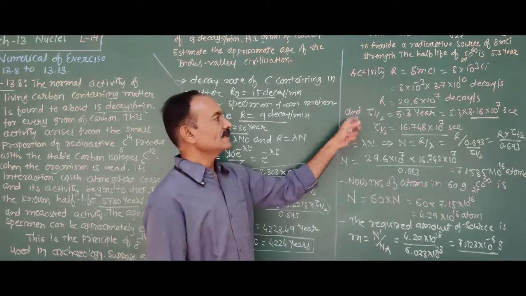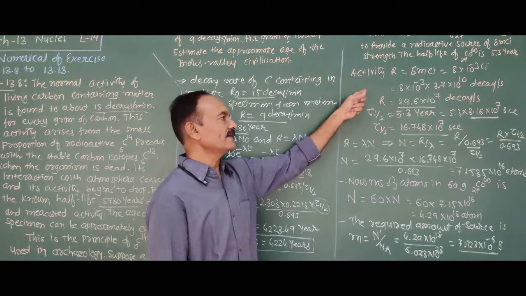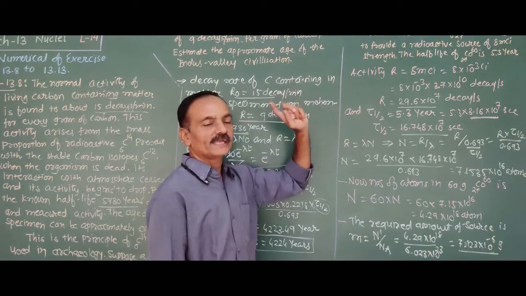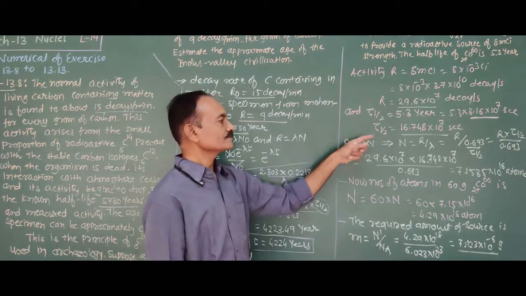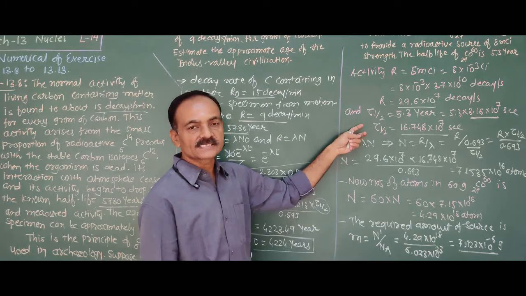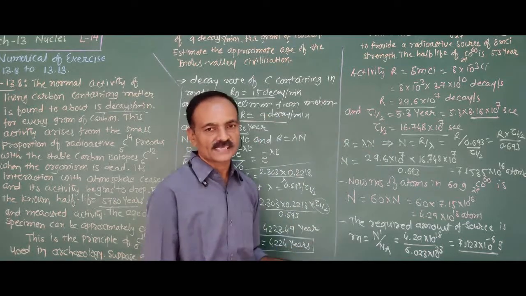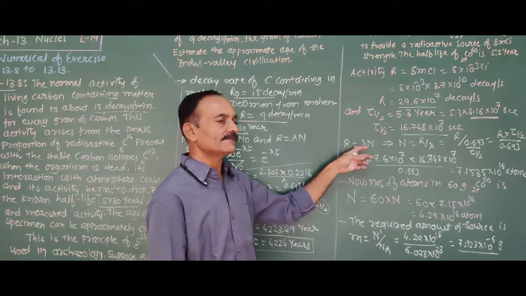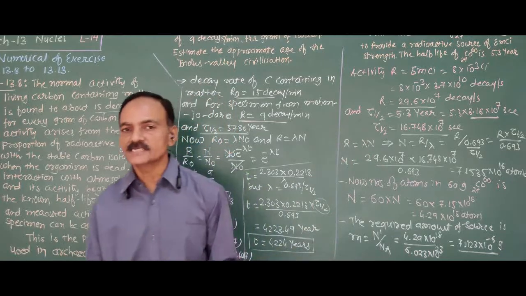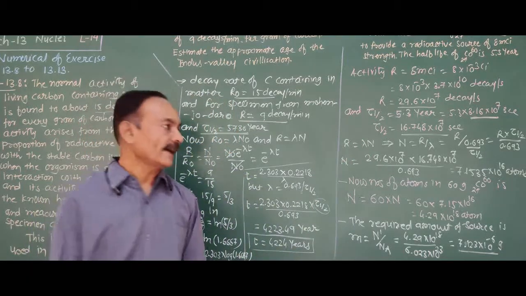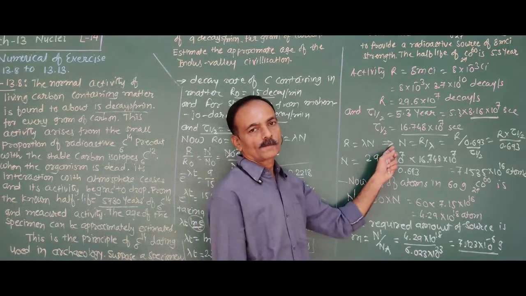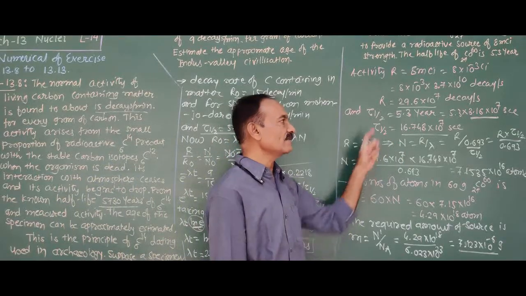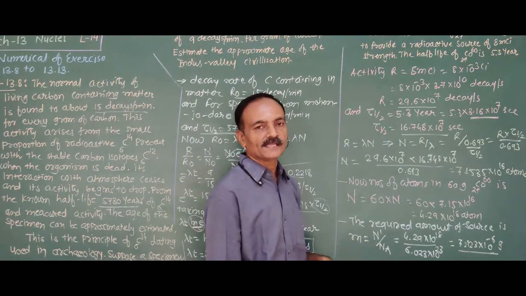numerical like this way. First, what is given? Activity is given, convert into decay per second, right? After that, the tau half is given in here, also convert into second. Now, using the equation of activity, I is equal to lambda N, find out the number of atoms. This number of atoms is required to get the activity of 8 millicurie.